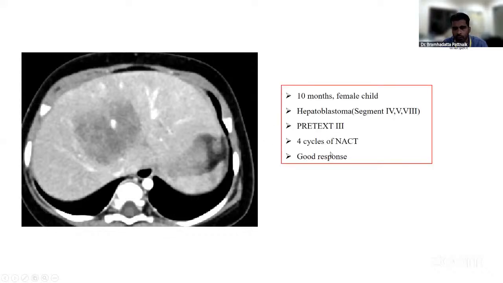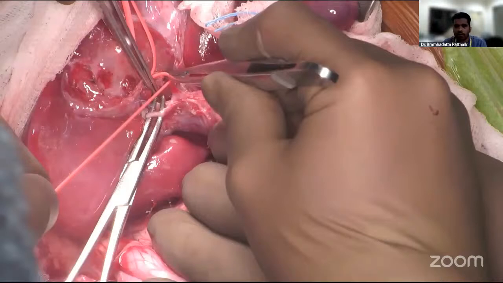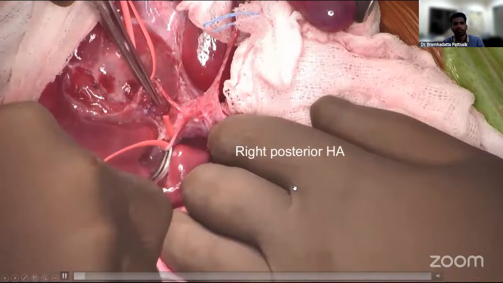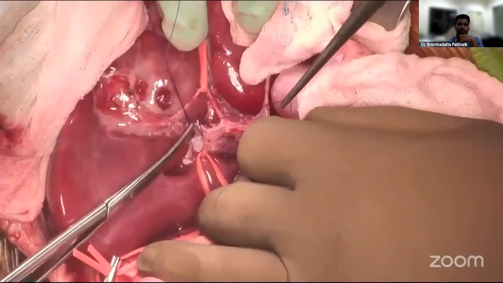after 4 cycles of the SuperPLADO regimen for hepatoblastoma, he got a good response, and then we took this kid for central hepatectomy. This is the tumor actually, sitting just at the hilum, so it is very difficult to go and do extra-Glissonian looping of the whole anterior pedicle. In this type of scenario, individual identification of the separate branches of the right anterior and posterior artery and right anterior and posterior portal vein is very crucial.